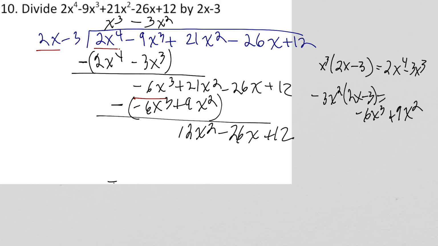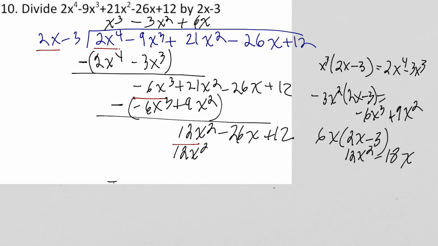Okay, I'm starting the process all over again. 2x into 12x squared, I need a positive 6 and another x. And on the outside, I'm going to do 6x times the 2x minus 3. Multiply that out. I get 12x squared minus 18x. I'm going to put that underneath the like terms here, in parentheses with subtraction. 12 minus 12 cancels.